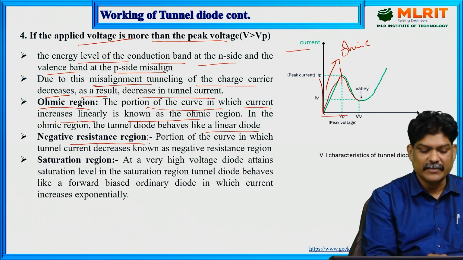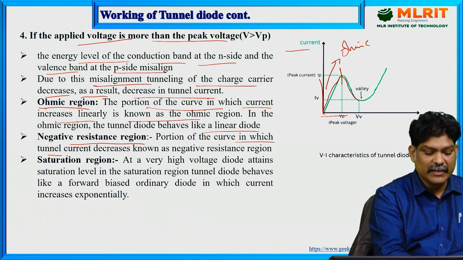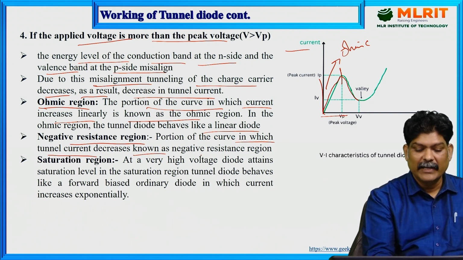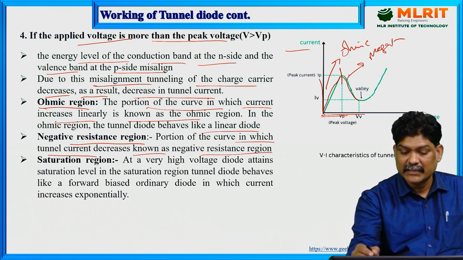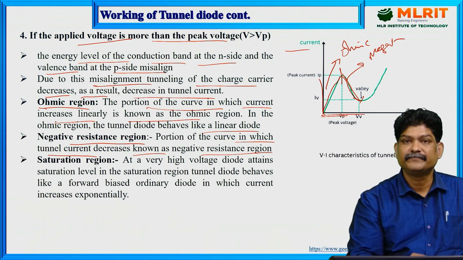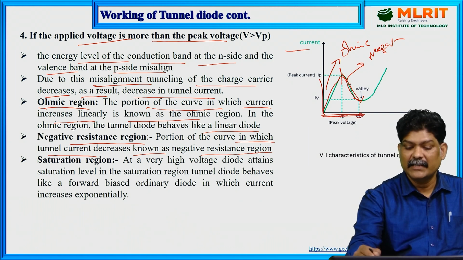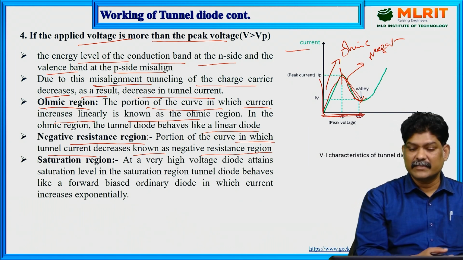Negative resistance region: the portion of the curve in which tunnel current decreases is known as the negative resistance region. This part is negative resistance. What happens here? When voltage increases, current is decreasing. That means it is the negative resistance region.